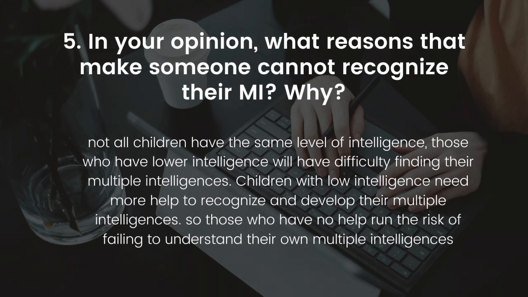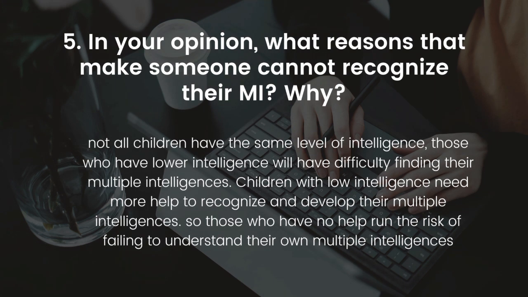Question number 5. In your opinion, what reason makes someone unable to recognize their MI? Why? And the answer: not all children have the same level of intelligence. Those who have lower intelligence will have difficulty finding their multiple intelligences. Children with low intelligence need more help to recognize and develop their multiple intelligences. So those who have no help run the risk of failing to understand where their own multiple intelligences lie.